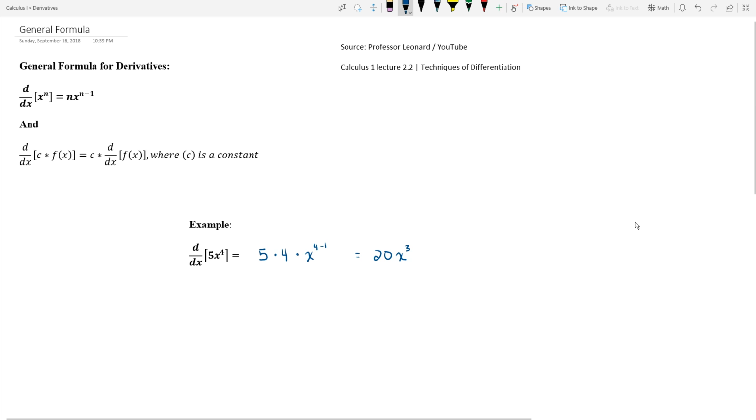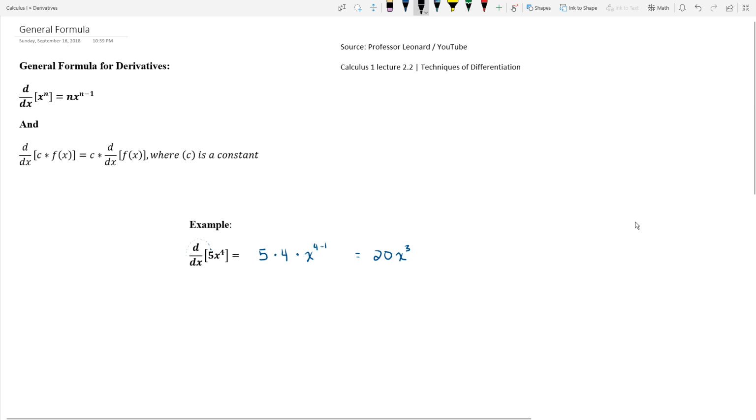Now, one of the rules that we're applying here is such that we can bring the 5 out in front of our derivative function. So that's actually how we're doing this. I showed you a very quick and easy way. It works every time. This is essentially what we end up doing in the end.